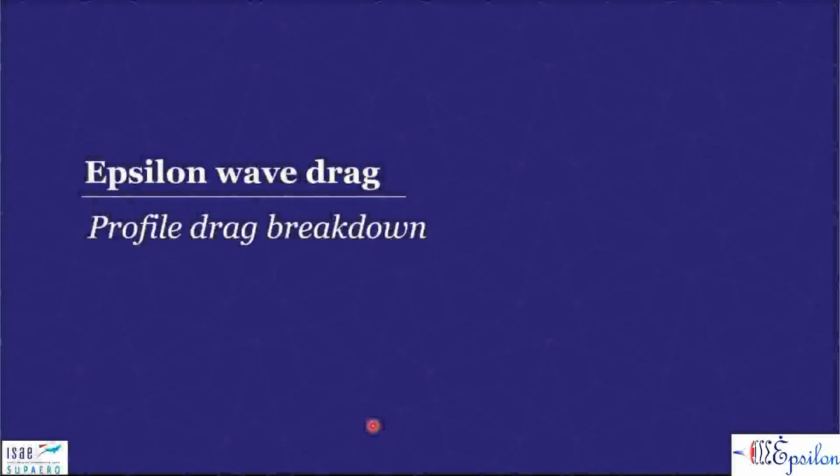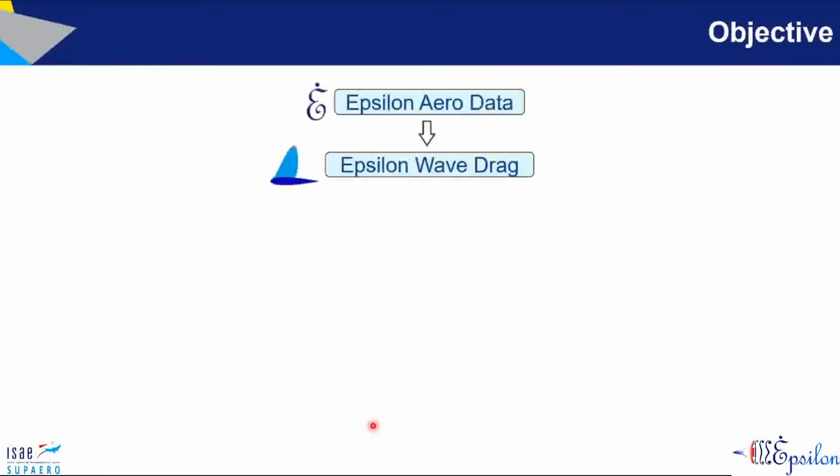In this tutorial, you will learn to use Epsilon Wave Drag. Epsilon Wave Drag is a filter that allows you to perform a profile drag breakdown, and in particular to extract the wave drag component from the profile drag. So, let's take a look at that.